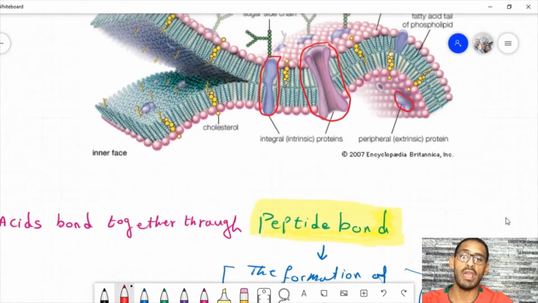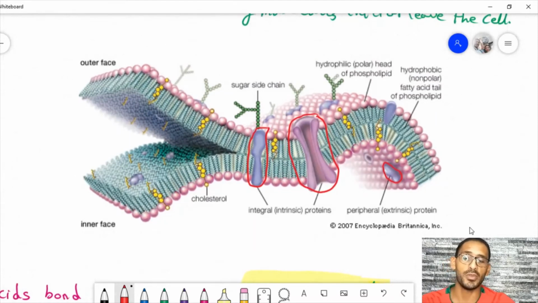And for the record, we are having this image from Encyclopedia Britannica. Shout out for them and for their excellent resources, very reliable resources that we can depend on anytime.